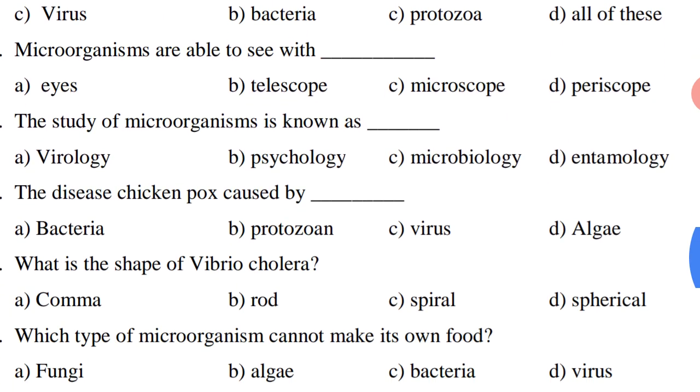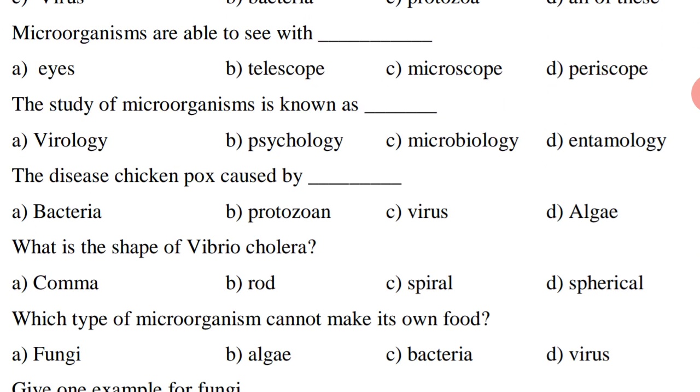Microorganisms are able to be seen with, you have to write which equipment, okay? Eyes, telescope, microscope, periscope. The study of microorganism is known as virology, psychology, microbiology, or entomology. The disease chickenpox is caused by, you have to find out which type of microorganism: bacteria, protozoan, virus, algae. What is the shape of Vibrio cholera? So, comma shaped, rod, spiral, or spherical shaped.